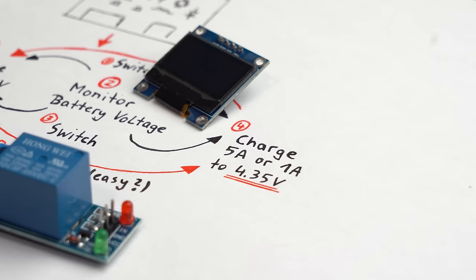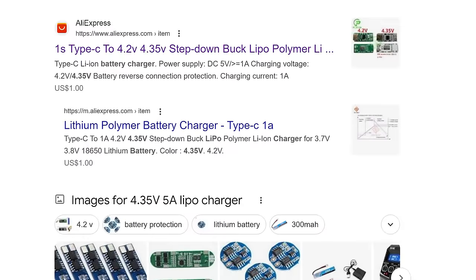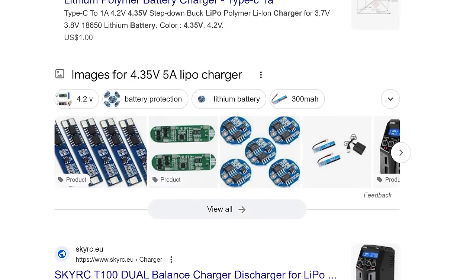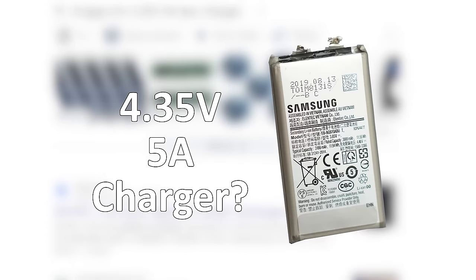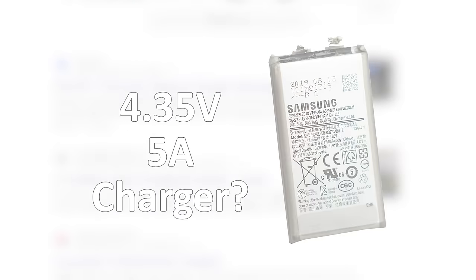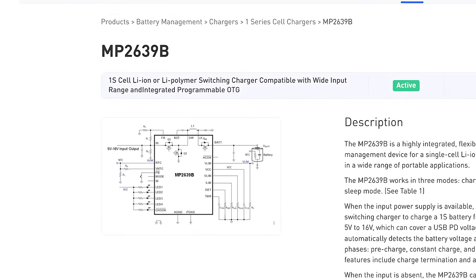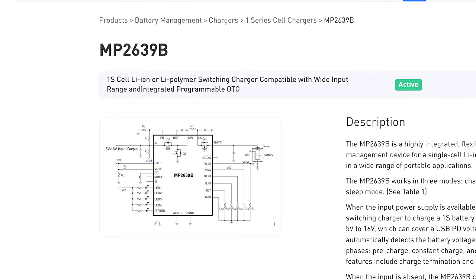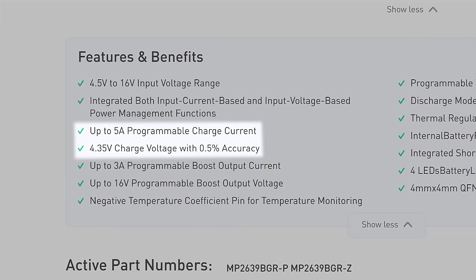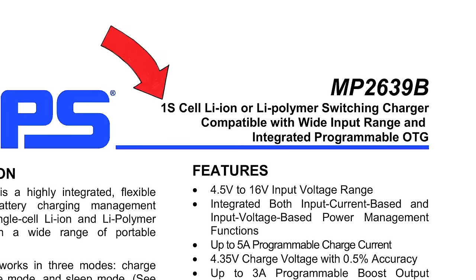But here begins the difficult part, because no matter how long you search on the internet, you will not find a readily available 4.35 volts 5 amp lithium-ion battery charger. Instead, the best I could find was this MP2639 IC, which can do both currents I was looking for and works with only 1 battery cell.